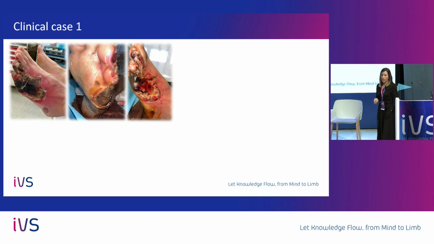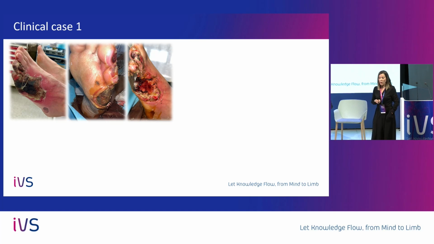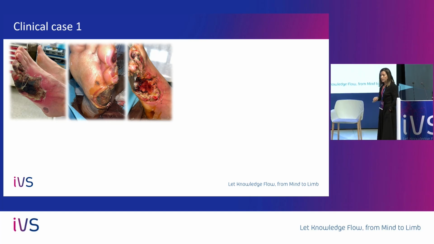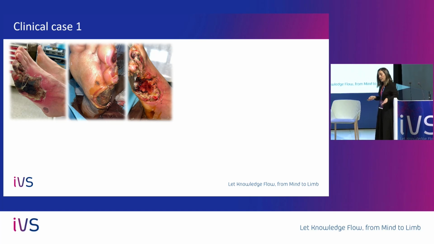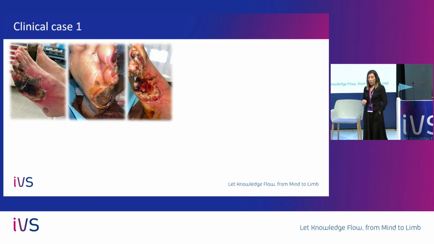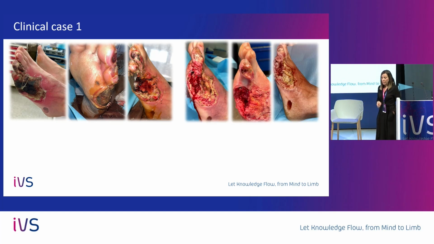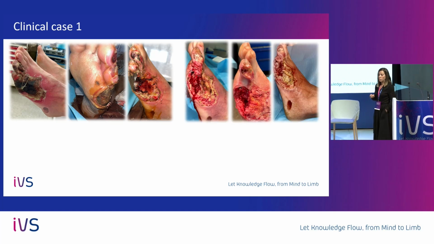This patient, for example, was a type 1 diabetic patient, quite young. He was a taxi driver, and he fell asleep in front of the chimney. He suffered this burn because he had a neuropathy. So we did this early debridement. Sometimes we do this in consultation.